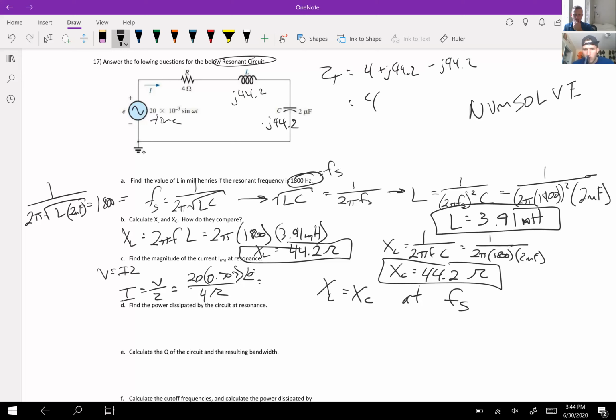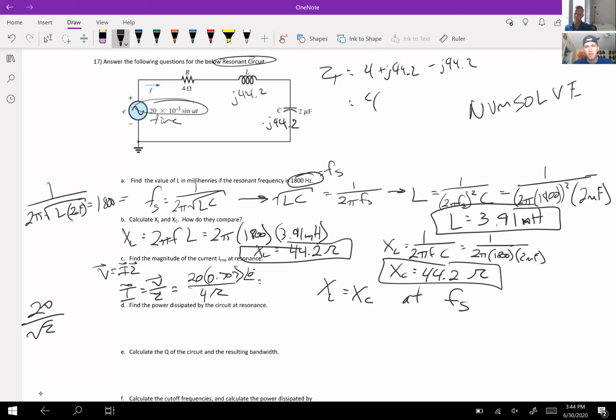Go ahead. Kind of confused on where the 0.707 came from. That's just the RMS value. So that's like saying 20 divided by root 2. Oh, okay. And that's because up top, that was a time domain equation that was given. See, up here it says 20 times 10 to the negative 3 sine omega t. So that's time domain. So in order to use it with all these vectors as phasor values, I needed to divide it by root 2 or just multiply by 0.707.